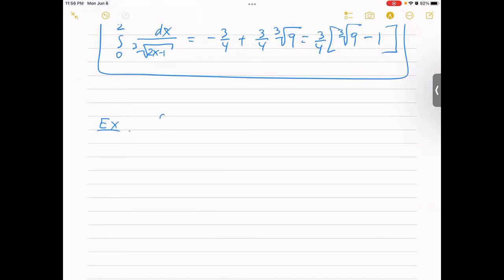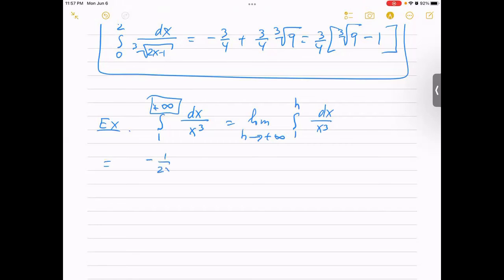In our next example, we do the integral of dx divided by x cubed, from 1 to plus infinity. We're going to have a trouble spot at plus infinity, so instead of the trouble spot, we're going to put h. Then we say h is approaching plus infinity. The antiderivative is going to be x to the negative 3, so we get x to the negative 2 divided by negative 2, so negative 1 over 2x squared, from 1 to h.